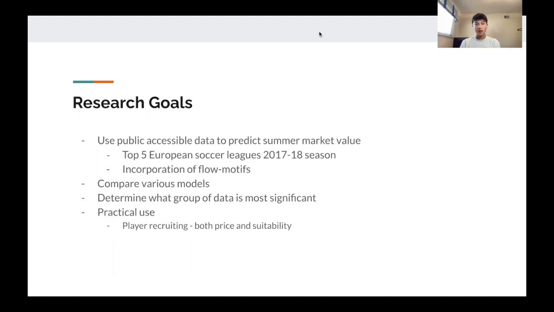I wanted to compare various models of machine learning and also determine what group of data is most significant in predicting market value. One thing that was a very important part of this study for me was to build something with a practical use, and this practical use was for player recruiting. This model could find bargain players that would both fit the team's playing style and also be undervalued in the transfer market, which would serve as a good aid to find and scout out players to add to the squad in the next season over the summer.